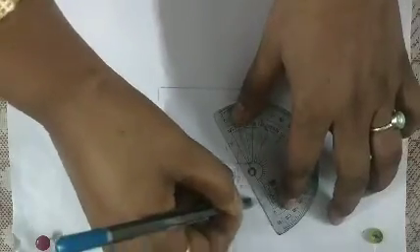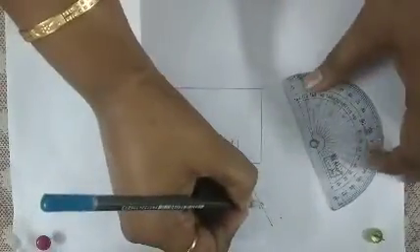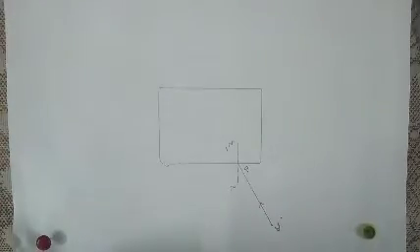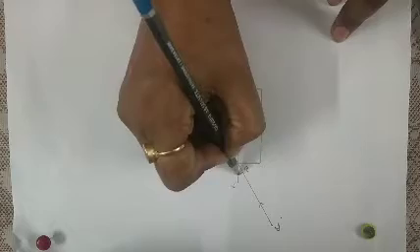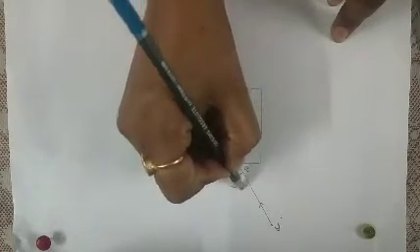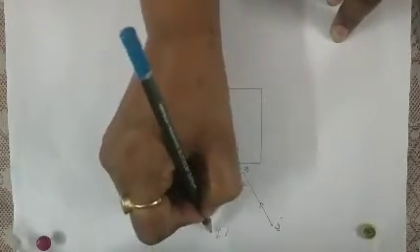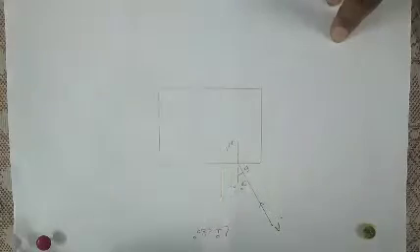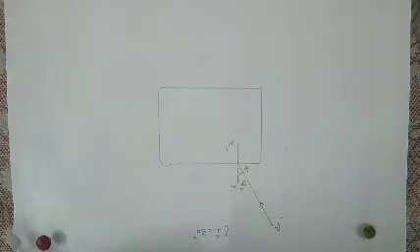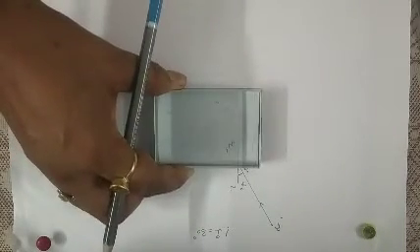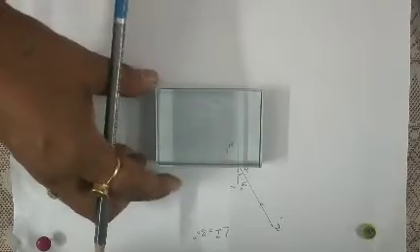Now join the line. Here AB is an incident ray. This angle is 30 degrees. So here angle I is 30 degrees. Clear? Now what you have to do is, now place the glass slab back to the same position as it was earlier.